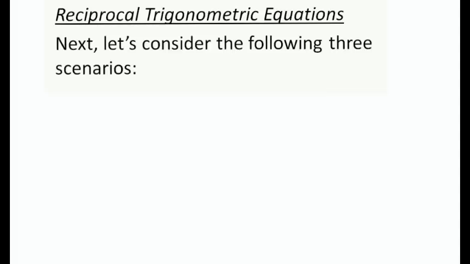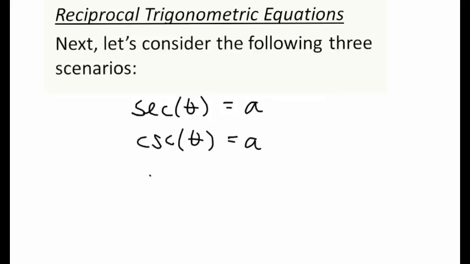Part 2, we're going to specifically look at the reciprocal trigonometric equations. That means we're going to consider the following 3 scenarios. We're going to look at the case when secant theta is equal to some value. We'll look at the case when cosecant is equal to some value. And we'll look at the case when cotangent is equal to some value. So we would like to develop a procedure to solve these kinds of trigonometric equations.